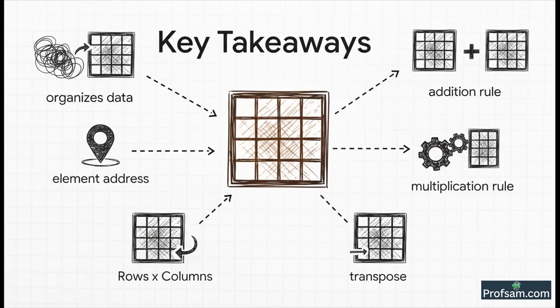Okay, so here are the crucial points. A matrix is just an organizer for messy data. Its order is always rows by columns. Elements are found by their address, Aij. Addition requires the exact same order. Multiplication requires the columns of the first to equal the rows of the second. And transpose just flips the rows into columns. Master these and you've mastered the basics.